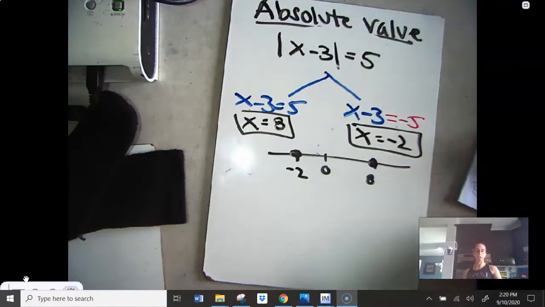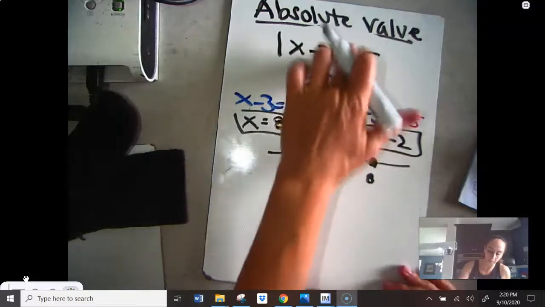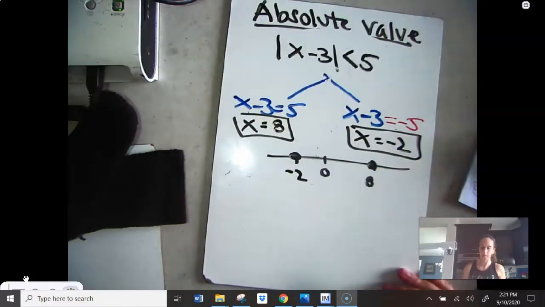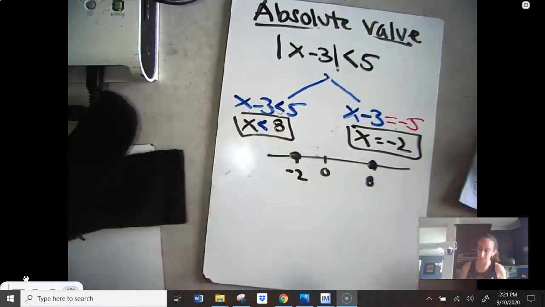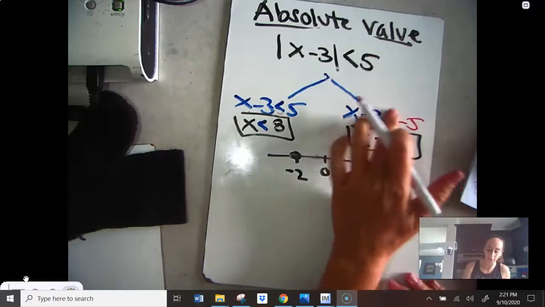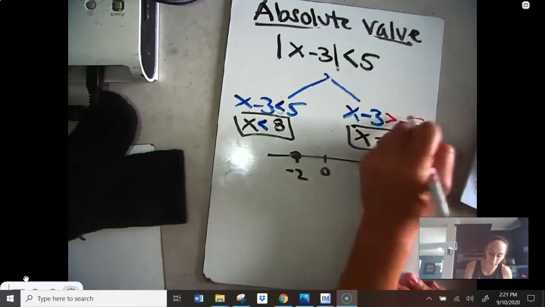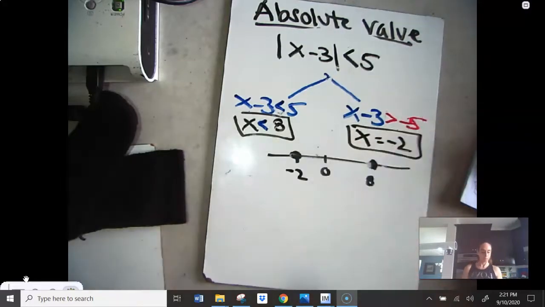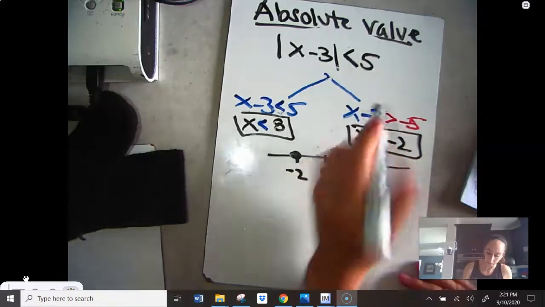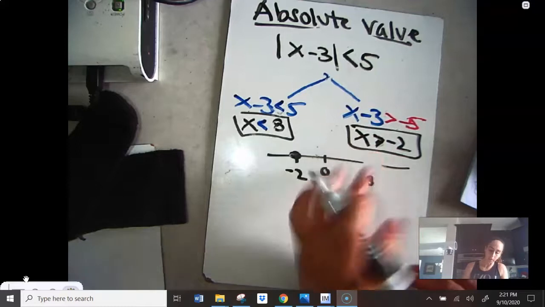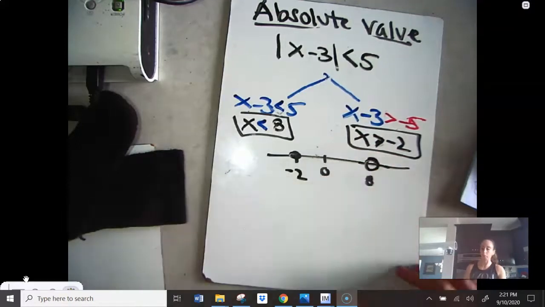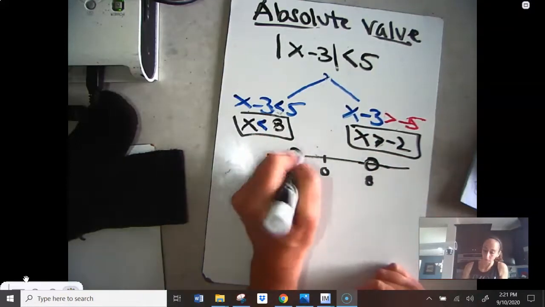Now I'm going to change it, and instead of it saying equals, I'm going to say less than. So that means this is less than. That is less than. Instead of saying less than negative 5, I'm going to say greater than negative 5, which means now I'm going to say greater than negative 2. So now instead of this being closed circle, it's going to be an open circle on the 8, an open circle on the negative 2.